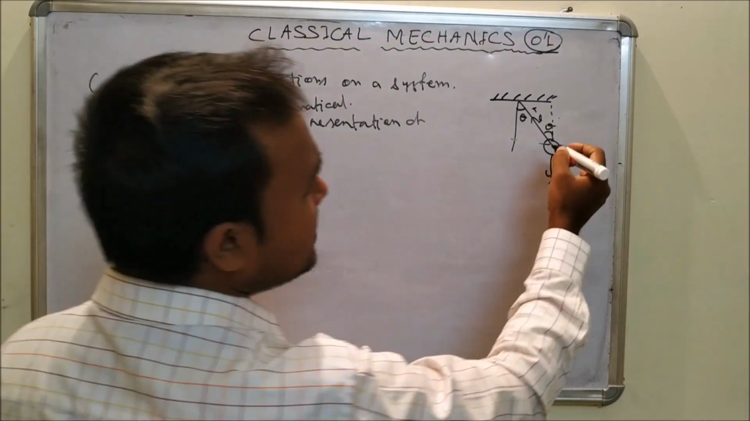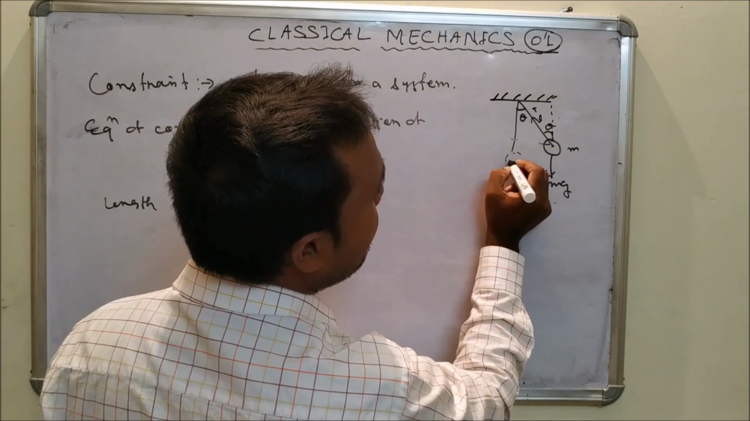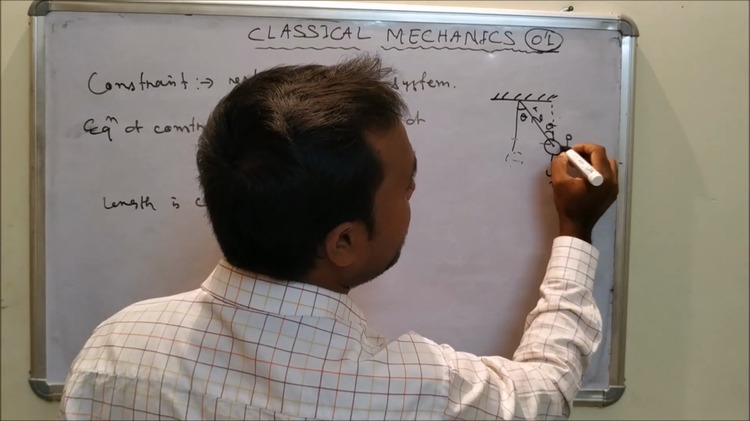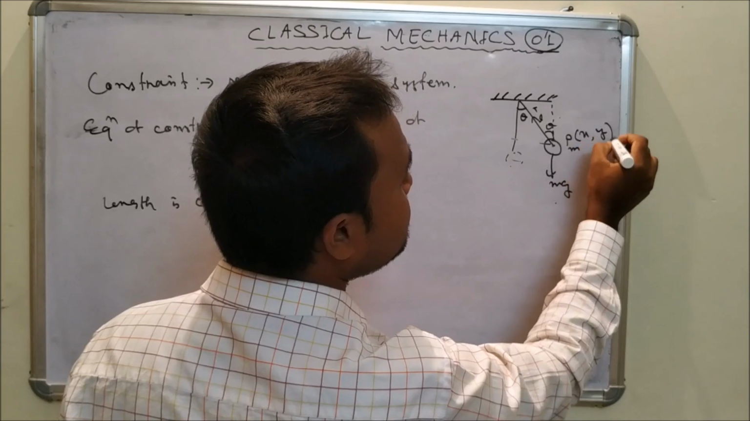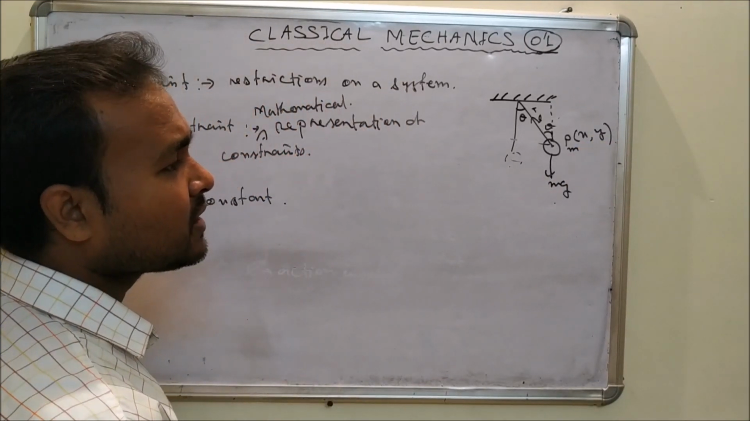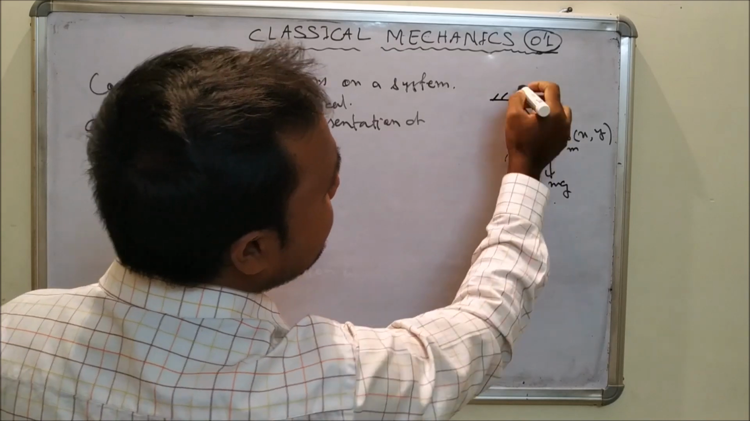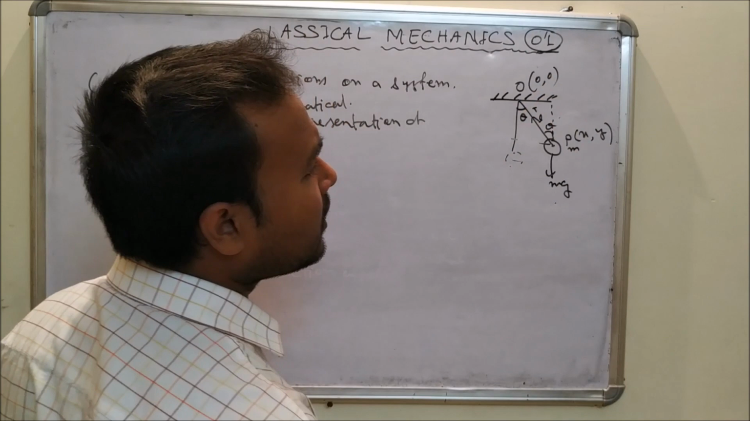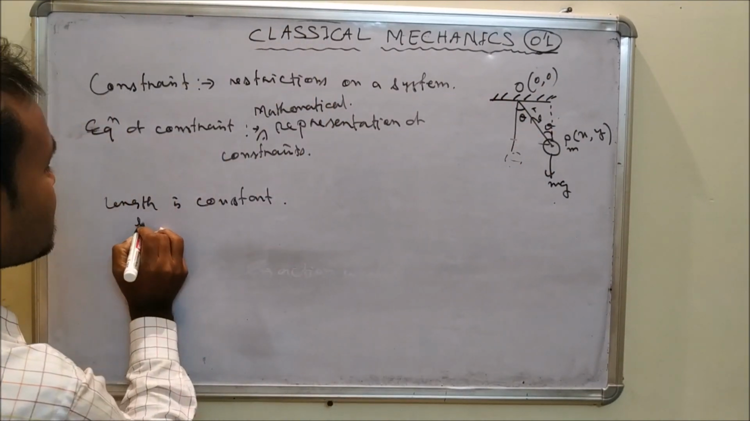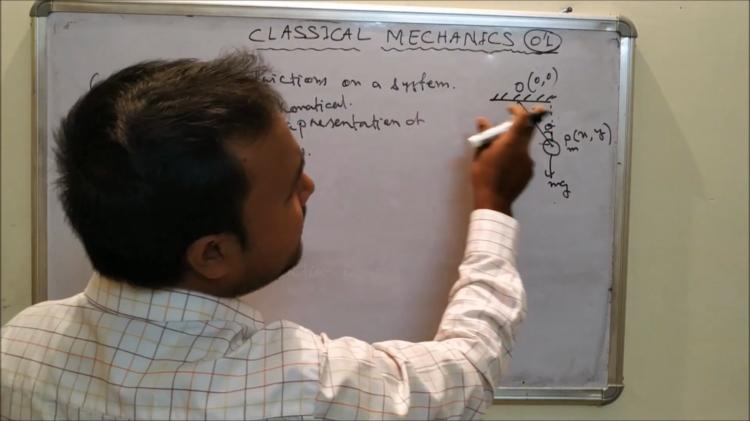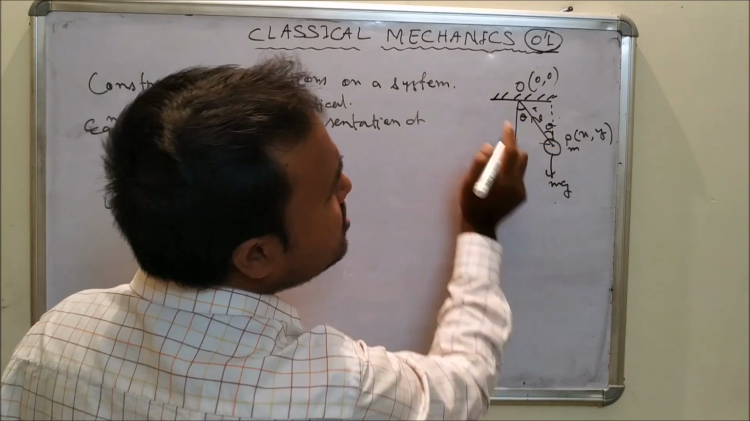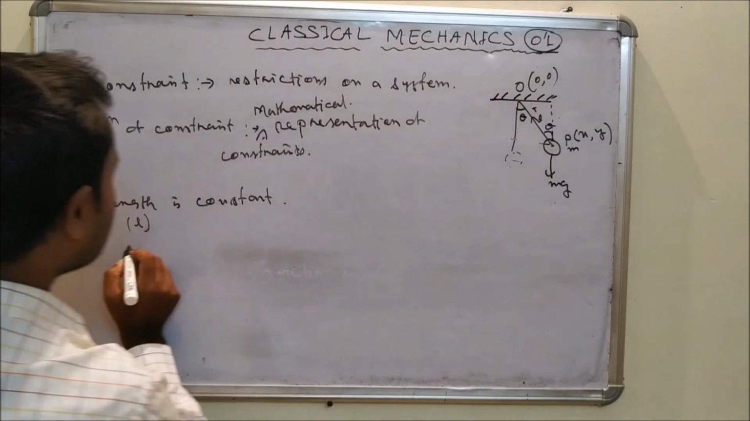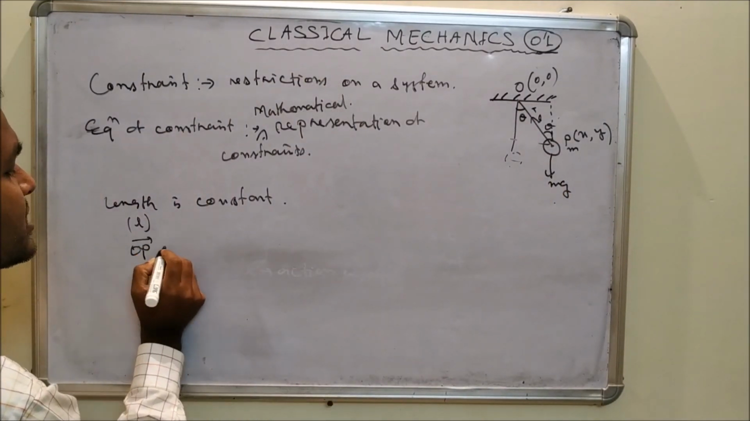Now when the bob is initially here, and if I displace the bob and place it here, this position is represented by P, (x, y), right? And the point of suspension is O, suppose the (0, 0) point. So when length L is constant, what will be the mathematical representation here? It means that the distance between these two points O and P, this distance OP, is constant.